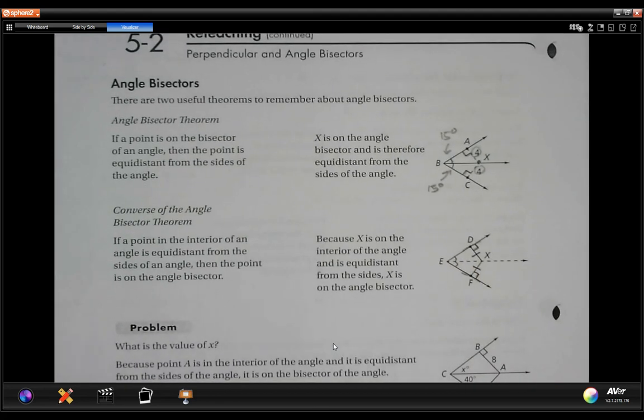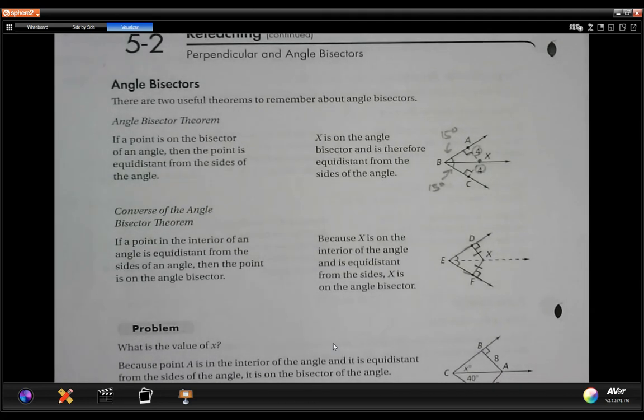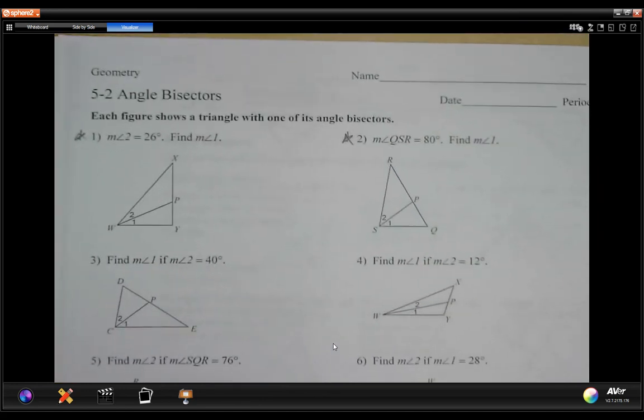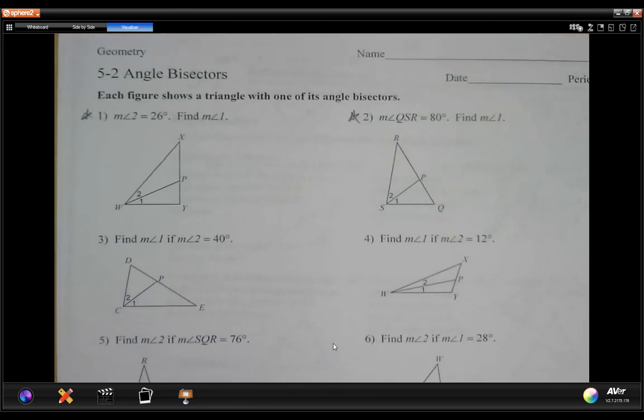So let's see how that works out in some actual problems, and I think it'll make a whole lot more sense. So let's move on to your practice now. And again, we're going to work through about 4 or 5 problems just to make sure you've got the idea of what we're doing here.